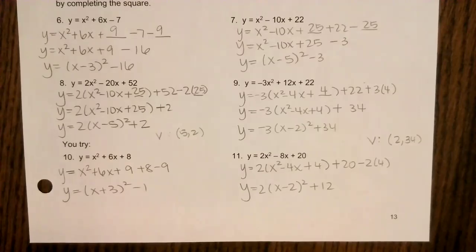All right, check those last two. You've got your two vertex forms there. You should have gotten x plus 3 squared minus 1 on this first one, and y equals 2 times x minus 2 squared plus 12 on the last one. All right, that was writing all kinds of quadratic equations.